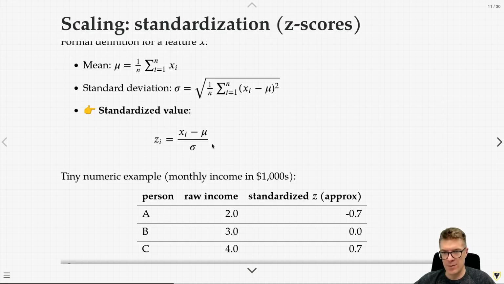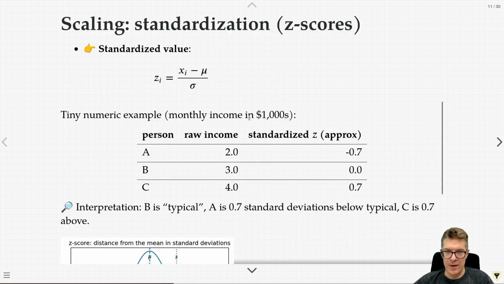Just write it down a few times on paper until it becomes like muscle memory, but also try to understand what's going on here. We're just shifting everything according to the mean, which is the numerator, and then we're dividing everything by sigma to get everything relative to the standard deviations.